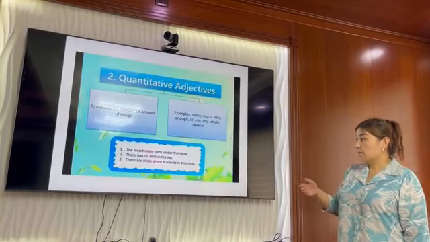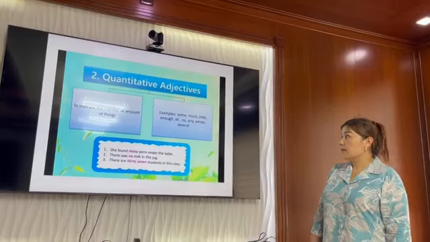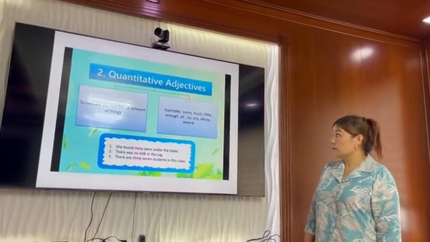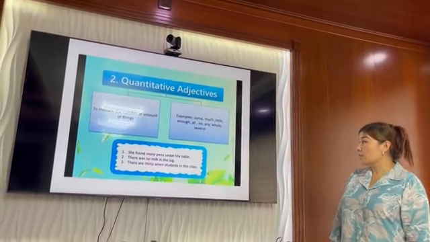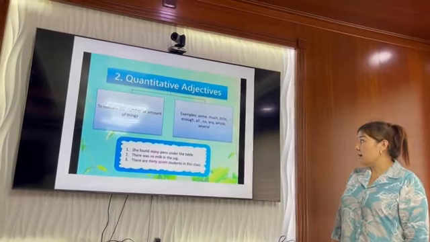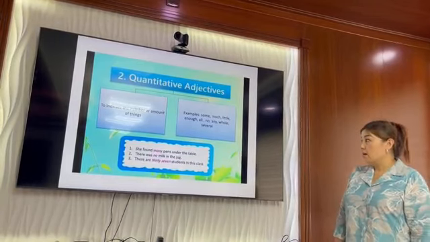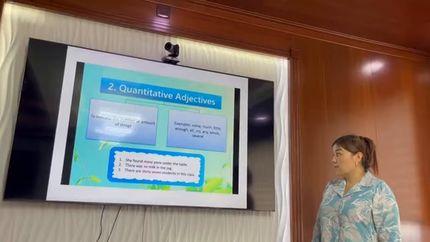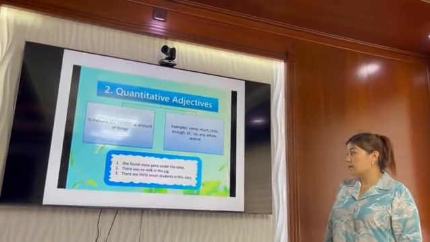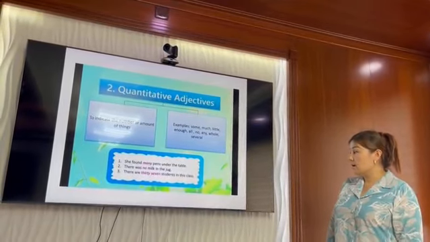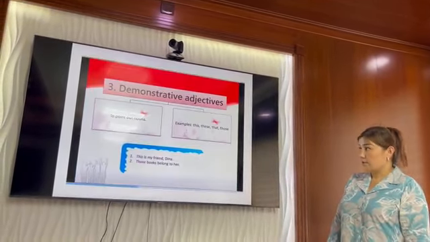Here, tall and excellent are adjectives. And the next is quantitative adjectives, to indicate the number or amount of things. Example: some, much, little, enough, all, no, any, full, or several. She found many pens on the table. There was no milk in the jar, or there are 37 students in the class. Many, no, and 37 are quantitative adjectives.